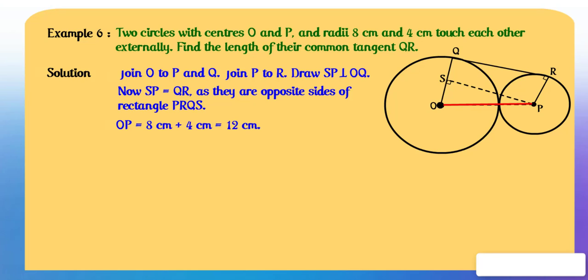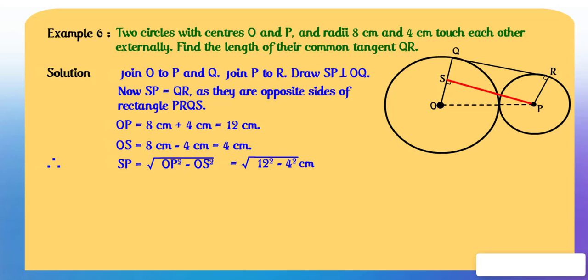OP is equal to 8 cm plus 4 cm is equal to 12 cm. OS is equal to 8 cm minus 4 cm is equal to 4 cm. Therefore, SP is equal to under root OP square minus OS square is equal to under root 12 square minus 4 square centimeter is equal to 8 root 2 centimeter. Therefore, QR is equal to 8 root 2 centimeter.